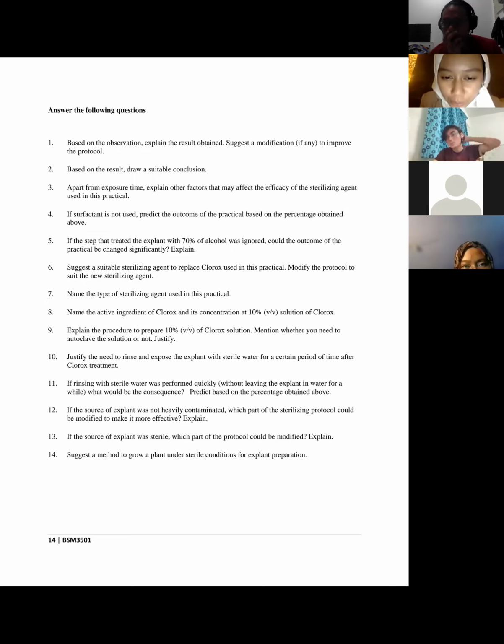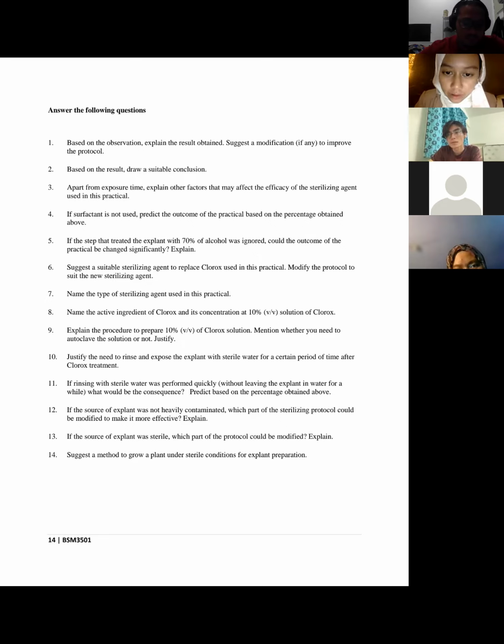Sorry. Do we need to, just now Alia suggested the mercury chloride, right? Yeah. We need to explain, because if in number 6 we change the answer to mercury chloride, do we need to explain the modified protocol, the modified protocol to suit the new sterilizing agent? Because we stated a different answer, right? Just now. So do we need to explain? I think we do need to explain it. The protocol is different.